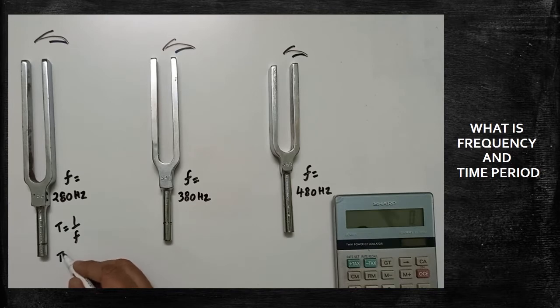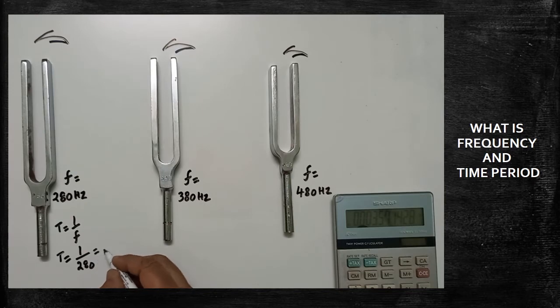Substitute here: T, the time period, is equal to 1 divided by 280 hertz. Here I will calculate 1 divided by 280. What is the answer shown here? The answer is 0.0035 seconds. Are you clear? To complete one vibration, how much time does it take? That prong takes 0.0035 seconds.